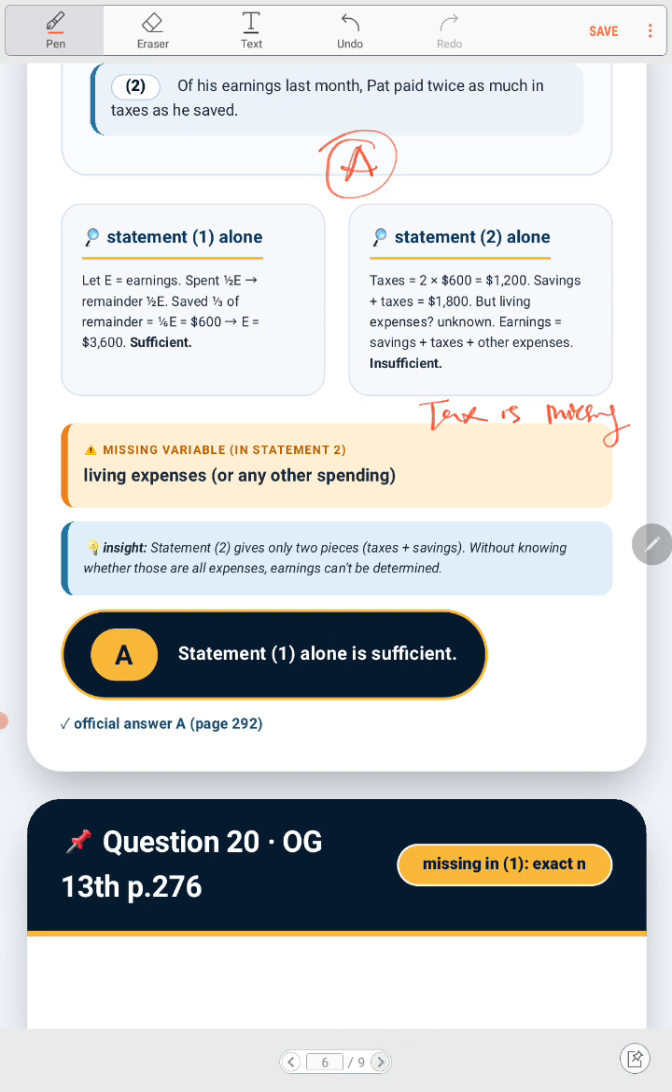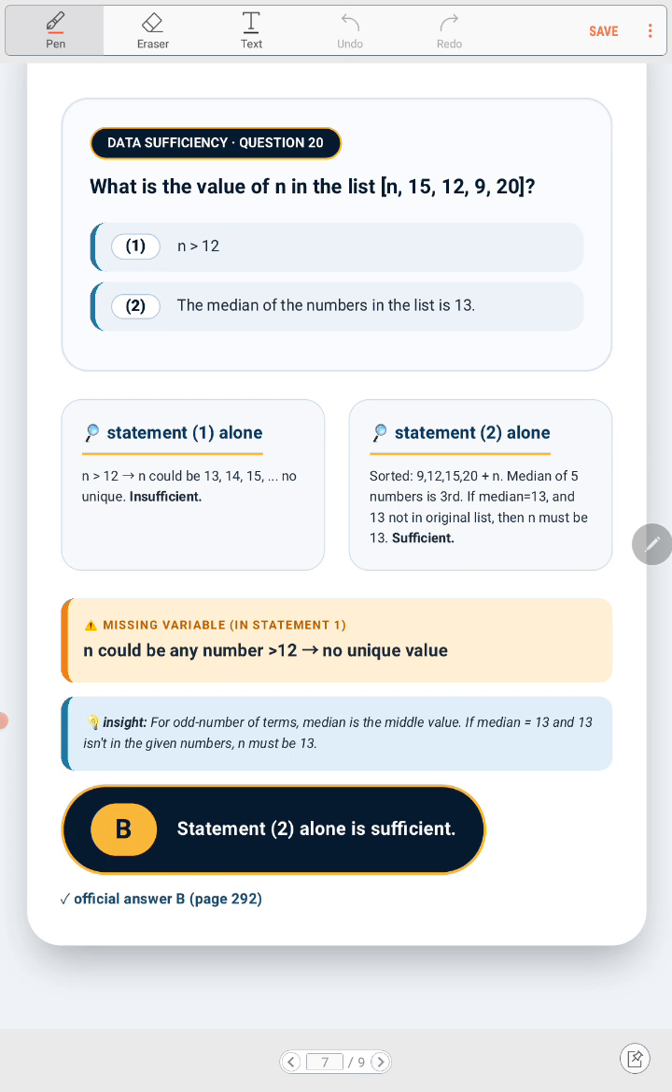Next question. What is the value of n in the list n, 15, 12, 9, 20? What is missing here? What is missing is that we don't know the specific value of n, because right here n can be 13, 14, 15, 16. So we don't know the specific value.